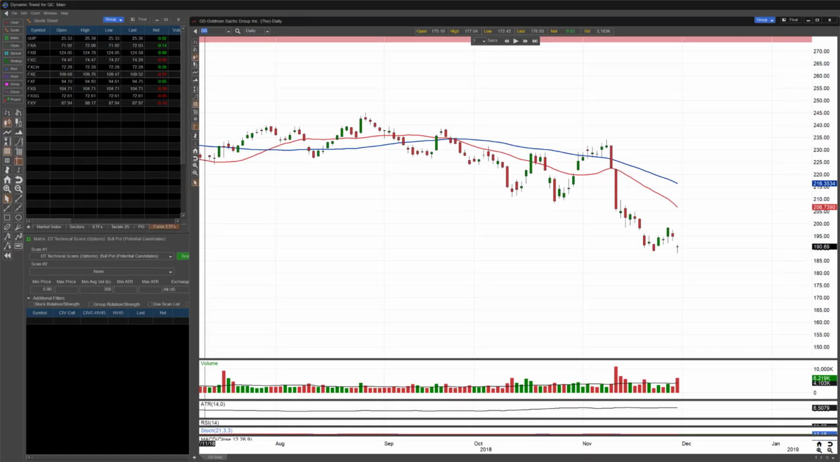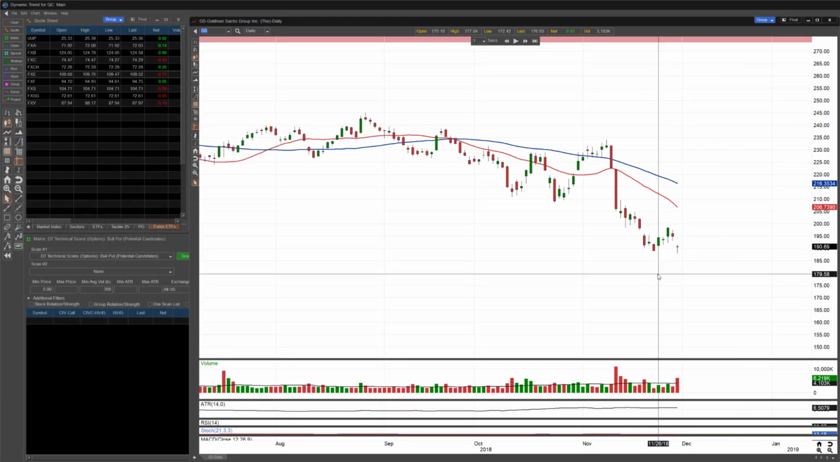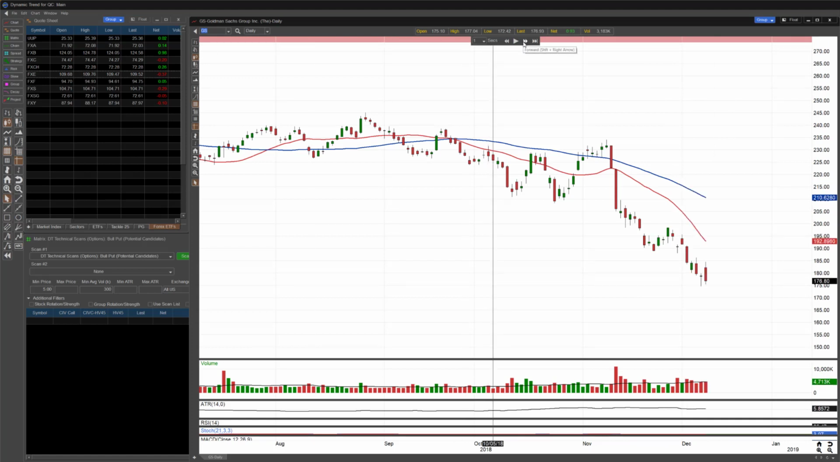So now let's review this step by step. Step one, we went out to the option report. We found a trade. We liked the trade on Goldman Sachs. We prepped the trade. We placed the trade to get triggered under 188.12. As it approaches our first target, we trail that stop loss down. As it approaches our second target, we lock in that profit.